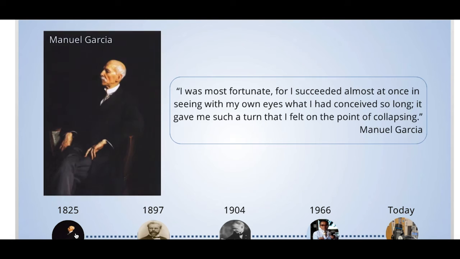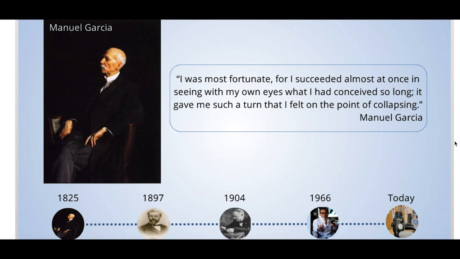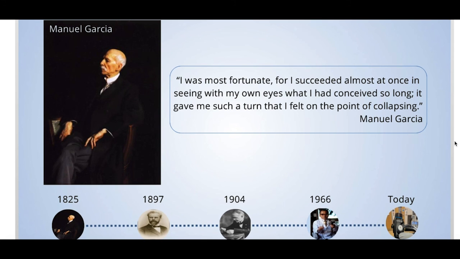The first known attempt to visualize the larynx may have been made by a Spanish music teacher, singer, and composer, Manuel Garcia. In 1825, he used a dental mirror to assess the physiology of the voice box of his students. His feelings when he saw for the first time how the vocal cords acted while emitting sounds were described to his son as follows. I was most fortunate, for I succeeded almost at once in seeing with my own eyes what I had conceived so long. It gave me such a turn that I felt on the point of collapsing.